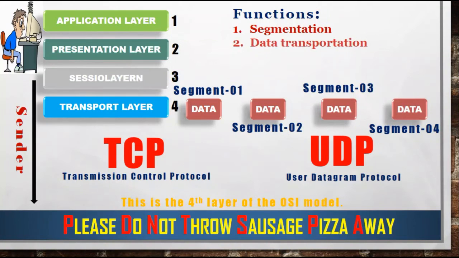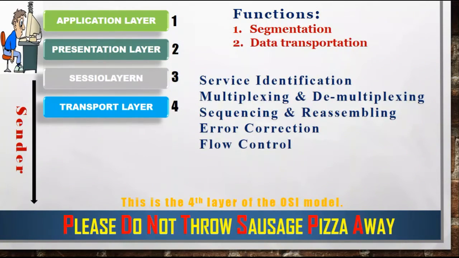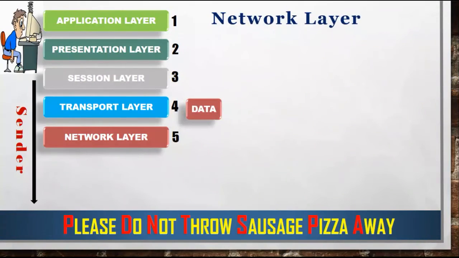Other than this, it also performs service identification, multiplexing and demultiplexing, sequencing and reassembling, error correction, and flow control. These are some other operations that are performed by the transport layer. Then these segments are moved to the next layer, that is the network layer.